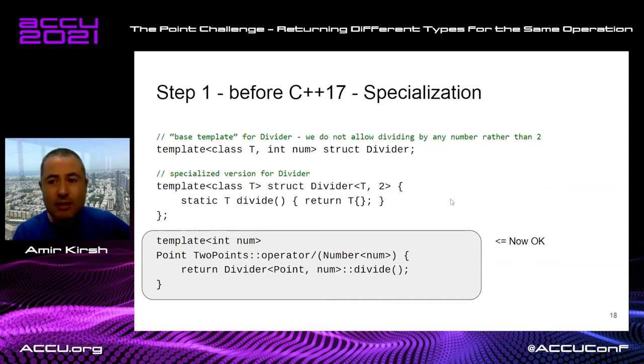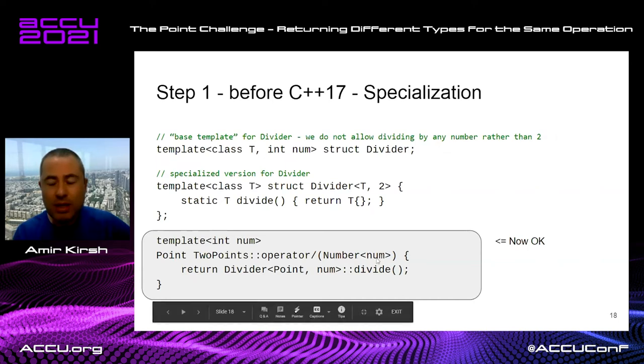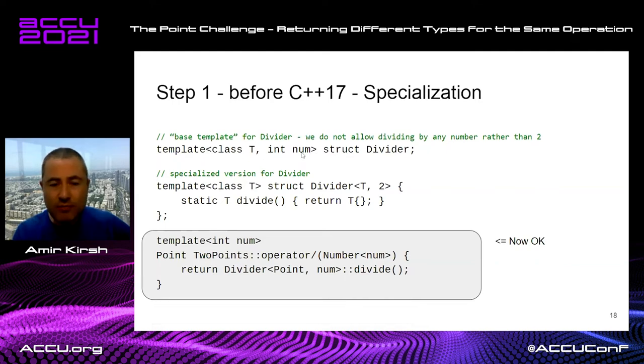Let's get a parameter of type number, which has a template argument num. And num is an int, but you have to provide it at compile time. And now when you divide by number, you actually divide by an actual number. But the number should be known at compile time. So this looks a bit better, but there is a language substitute for that. Maybe we would look for a language substitute in a moment.